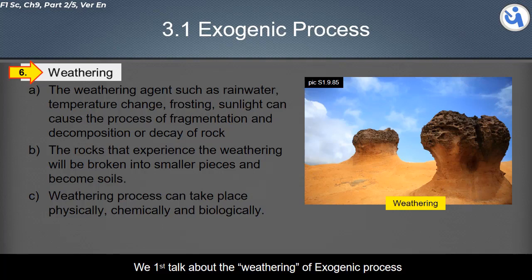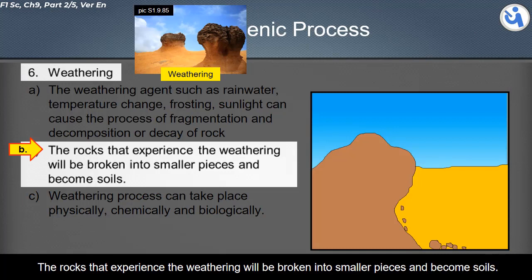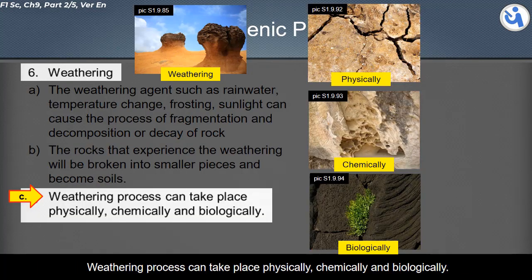We first talk about the weathering of exogenic processes. Weathering agents, such as rainwater, temperature change, frosting, and sunlight, can cause the fragmentation and decomposition or decay of rock. The rocks that experience weathering will be broken into smaller pieces and become soils. Weathering can take place physically, chemically, and biologically.